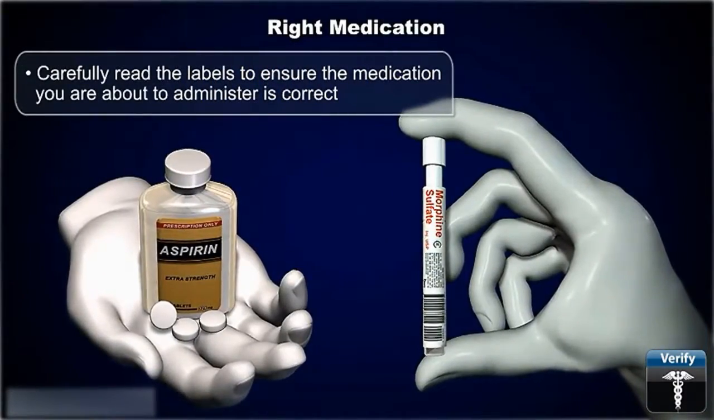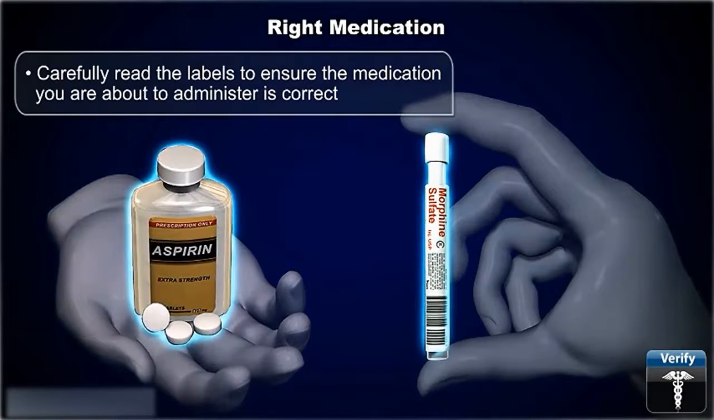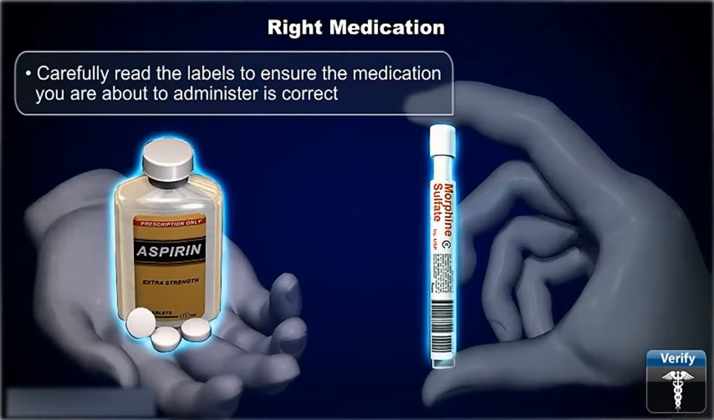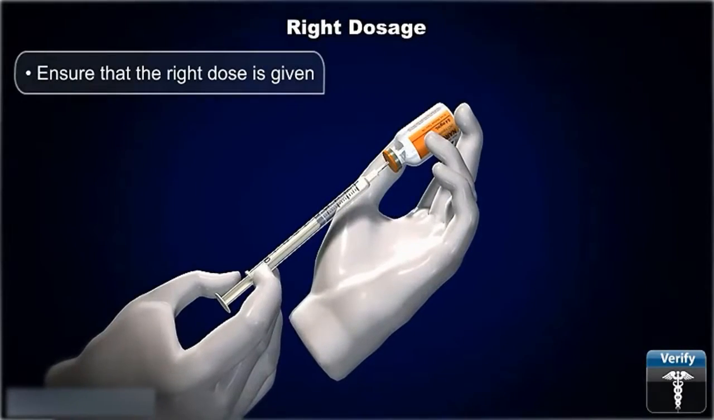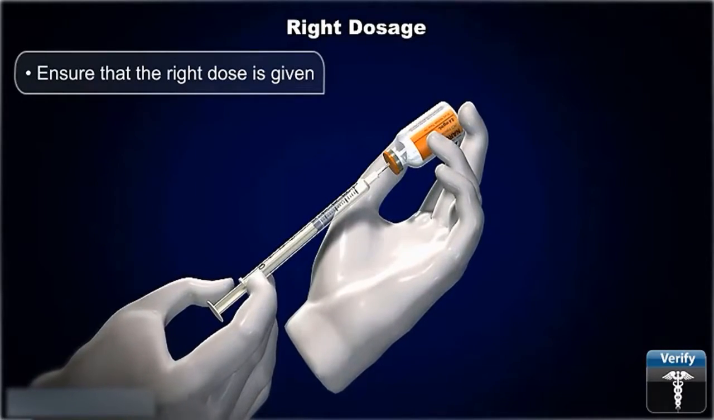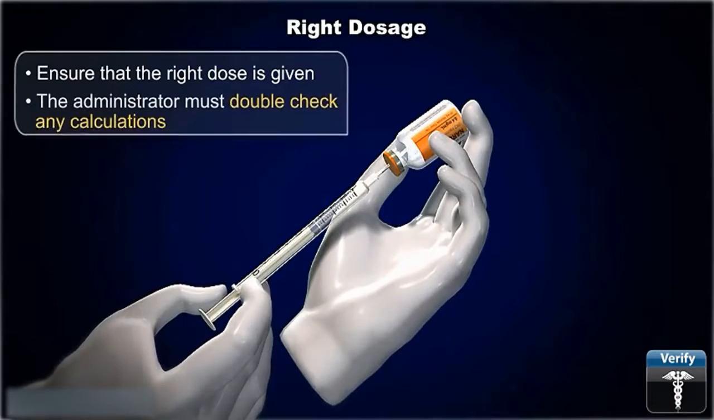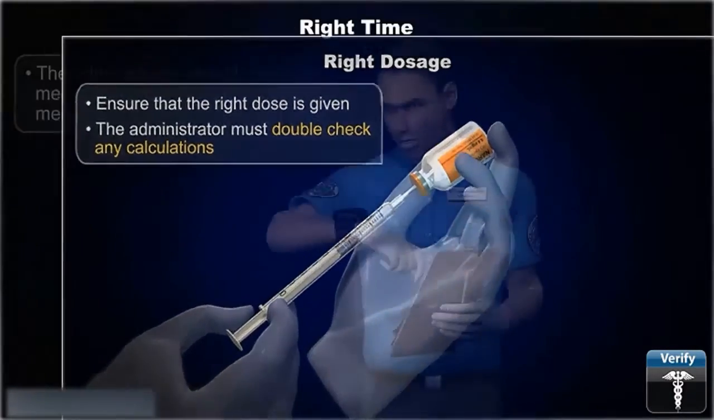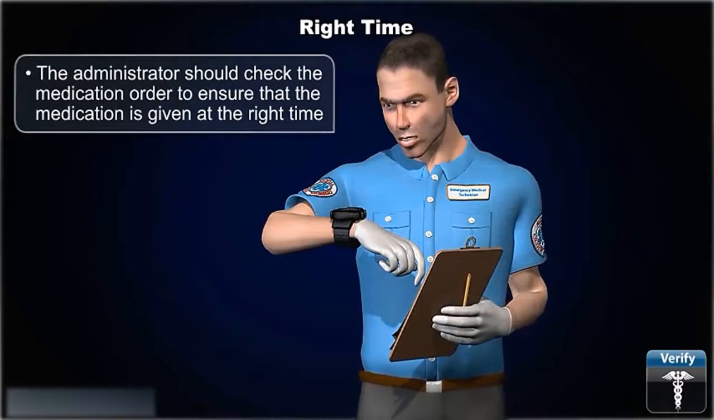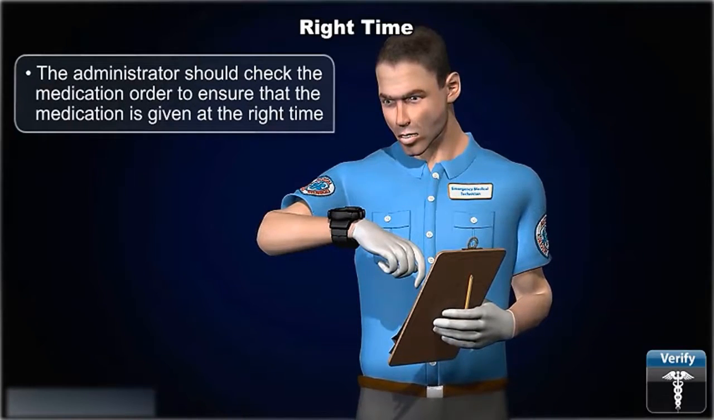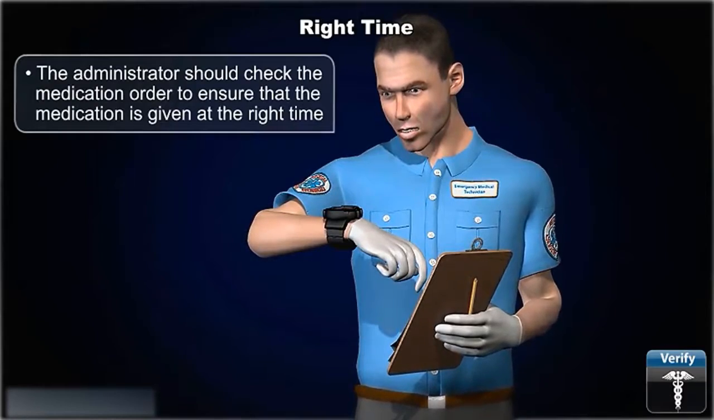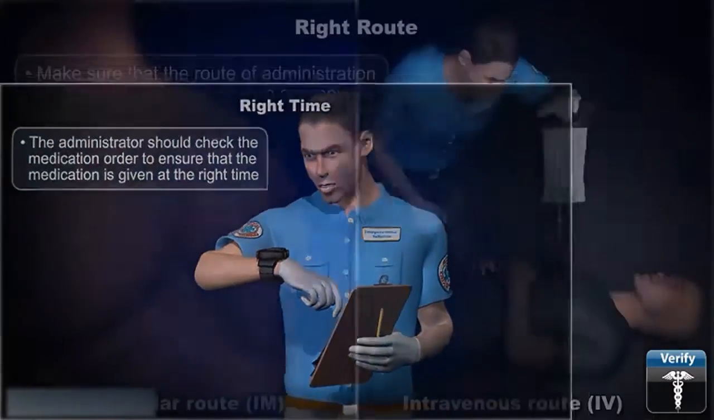The right medication. Carefully read the labels to ensure the medication you are about to administer is correct. The right dosage. To ensure that the right dose is given, the administrator must double-check any calculations. Right time. The administrator should check the medication order to ensure that the medication is given at the right time.